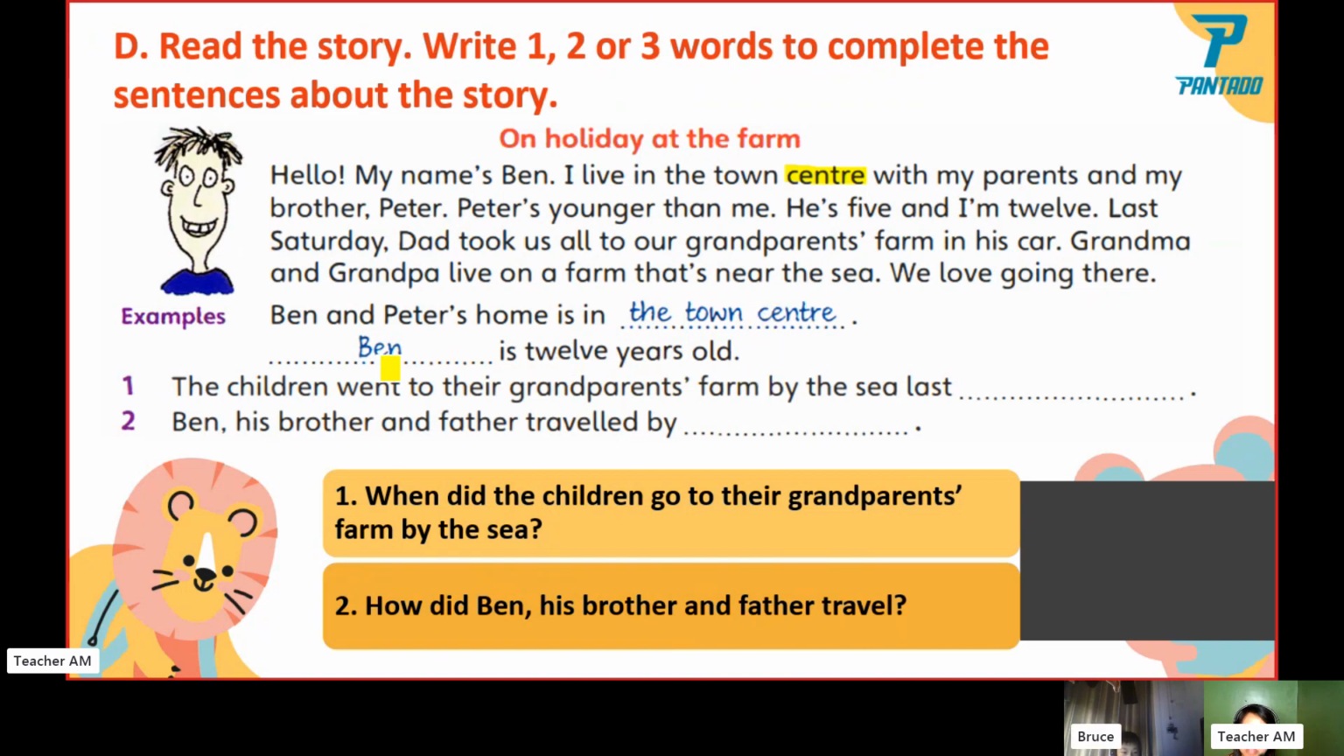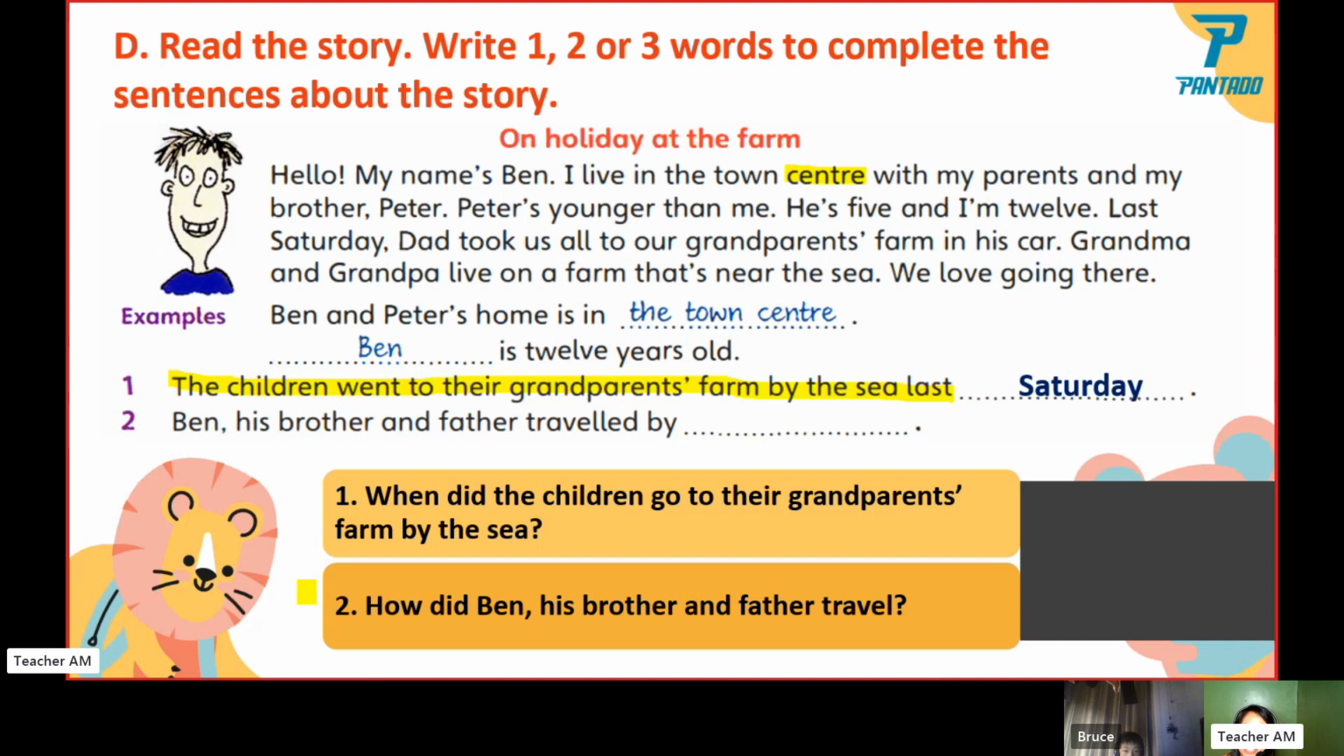Ben and Peter's home is in the country. Okay. Then we have another example. Ben is 12 years old. So now, Bruce, when did the children go to their grandparents' farm by the sea? The children went to the grandparents' by the sea last weekend. Okay, very good. Last Saturday or weekend.